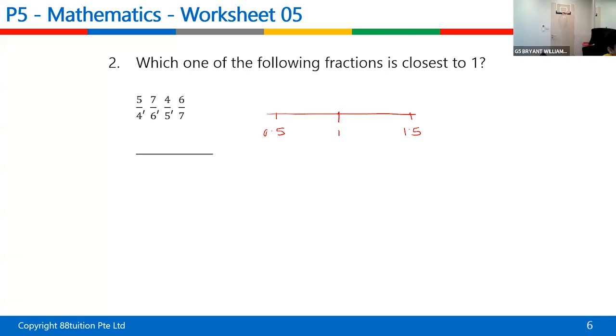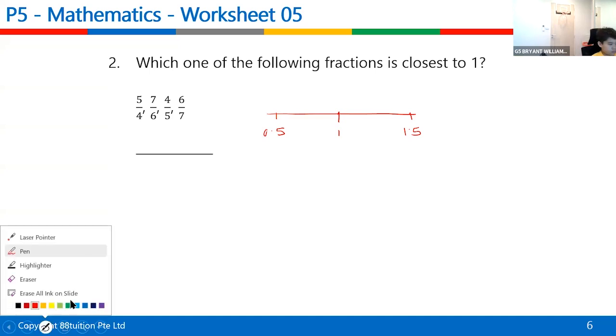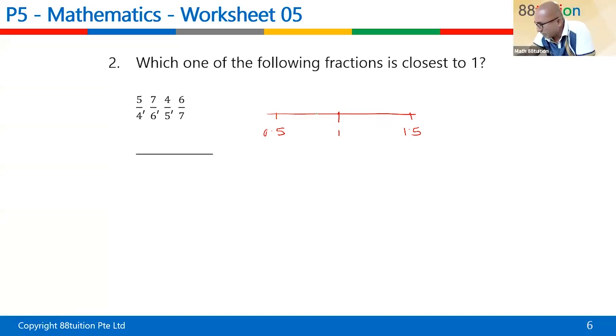Is it 4/5? Which one? 4/5 gives you 0.8, right? 0.8 is going to be somewhere here. But 5/4 is 1.25. Oh, wait, it's 6/7. It's 6/7. Correct. There you go. You see what I've done? So 0.8 is somewhere there. 1.25 is in between 1 and 1.5. Your 6/7 should give you 0.885.